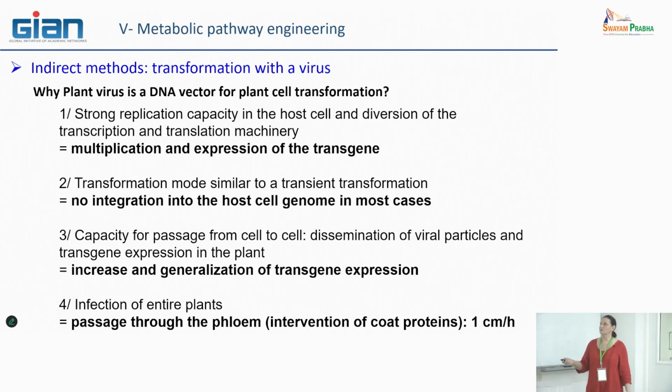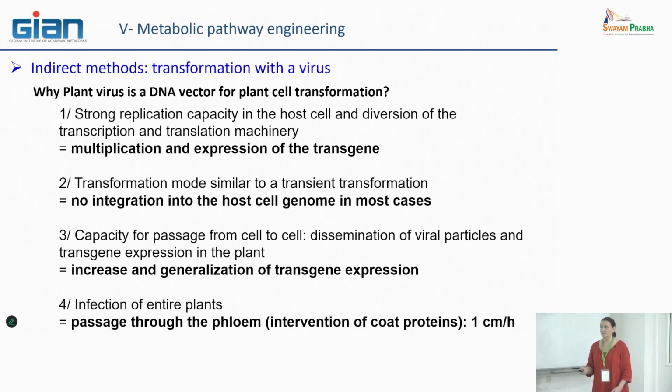I said there is no integration in the host cell genome, so it is what is done for transient transformation. They are very able to disseminate in the plant. So you just need one point of entry for the virus, and afterwards it will diffuse all over the plant, which can also make it easier. It's not like Agrobacteria, which don't diffuse everywhere in the plant. But viruses do.